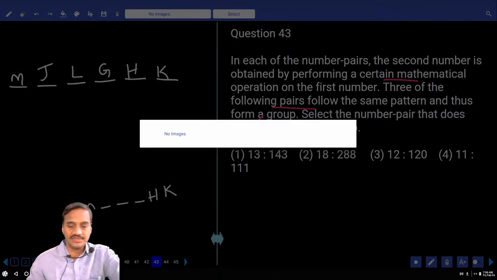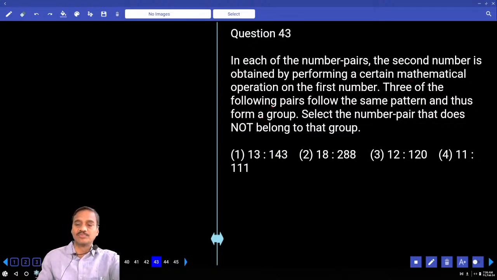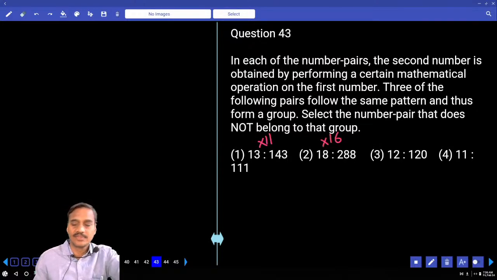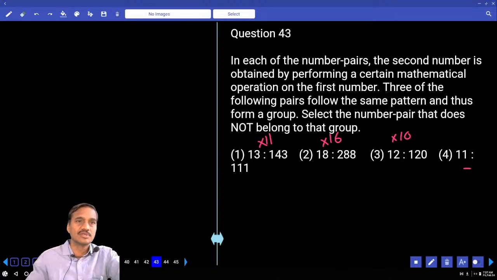Now in this 43, in each of these numbers, the second number is obtained by performing a certain mathematical operation on the first. Now 13 and 143, 13 into 11, 143 we can write, right? Then 18 and 16, 18 into 16, 288. And next one, 12 into 10, and this one. And 11 into how much? This is not a perfect multiple, or else.